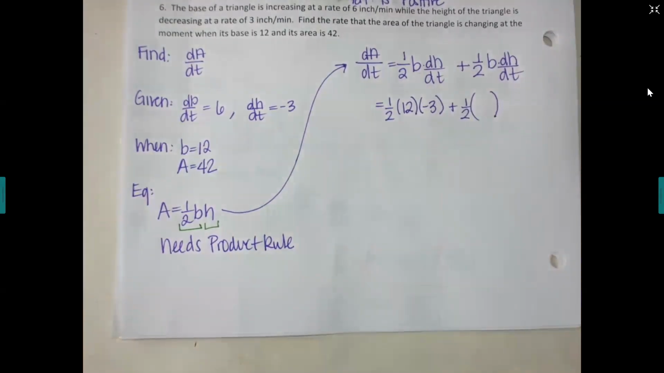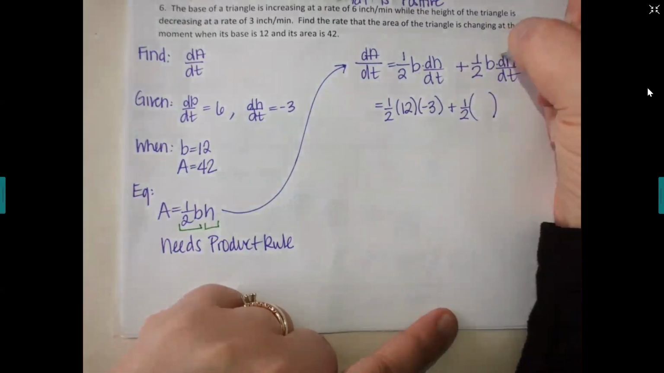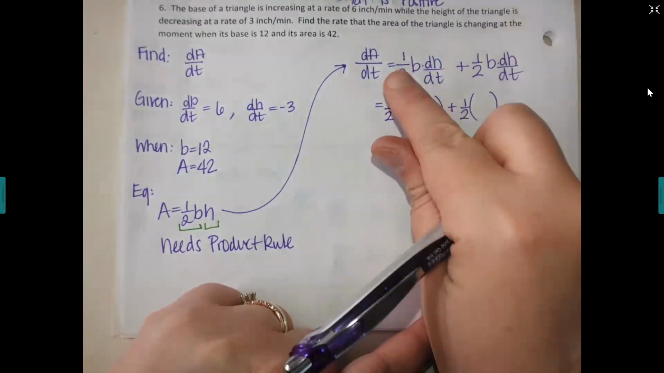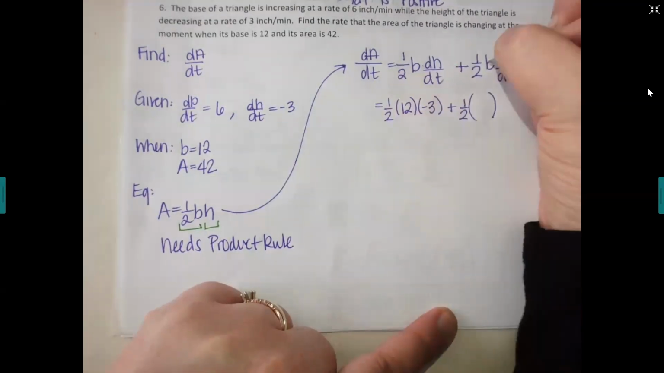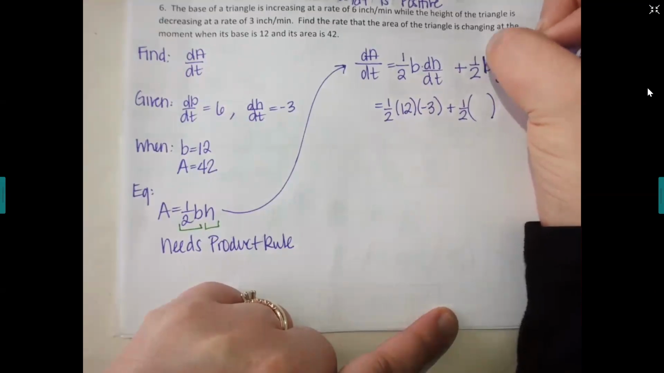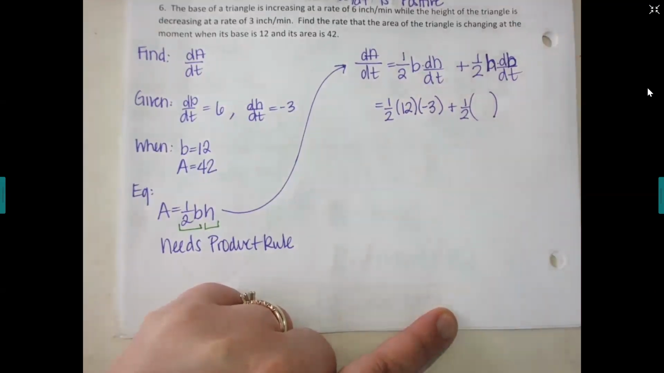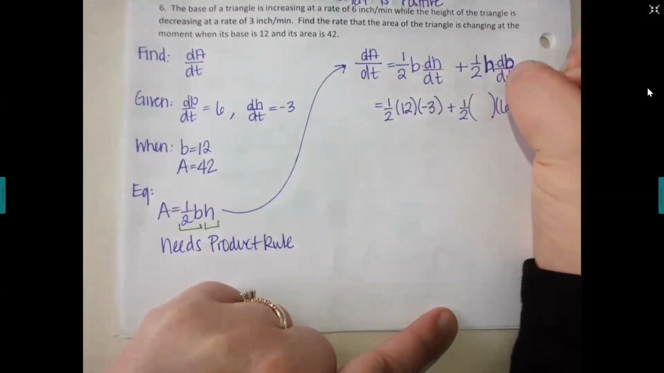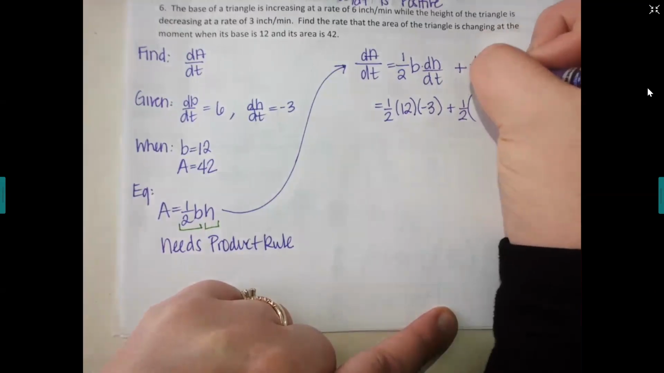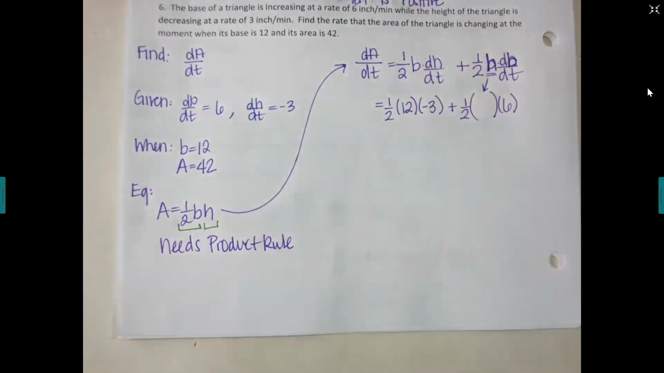I don't know the base. That wasn't given. Now I do know dH/dt is negative. Oops, did I put that in wrong? This should be an H. Hold on, 1/2 B dH/dt plus what, this should be an H. And then a dB/dt. Okay, and then dB/dt was how much? 6? Okay. The problem is that you don't know what H is.